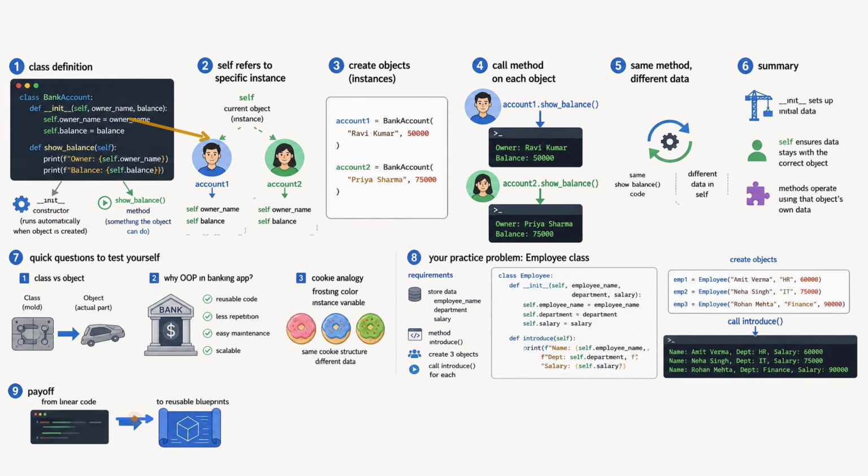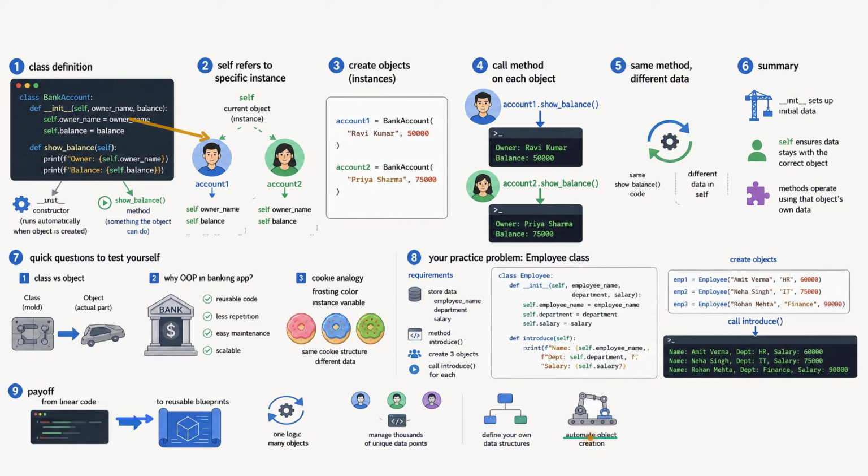By grasping these concepts, you've made the fundamental leap from writing simple linear code to designing reusable blueprints. This is the true power of object-oriented programming. You now have the skills to manage vast amounts of unique data, automate object creation, and build a robust foundation for scalable, real-world systems.